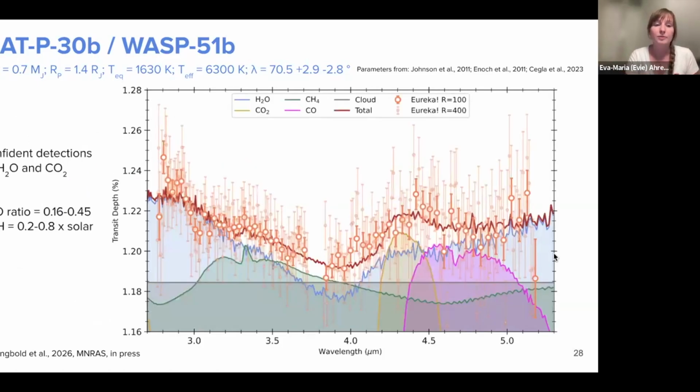Nevertheless, we found a really nice transmission spectrum here as well. We found detections of some molecules, and this is the Eureka spectrum. The C/O ratio was a bit broader, but subsolar, and the metallicity also subsolar. So these were the misaligned examples.